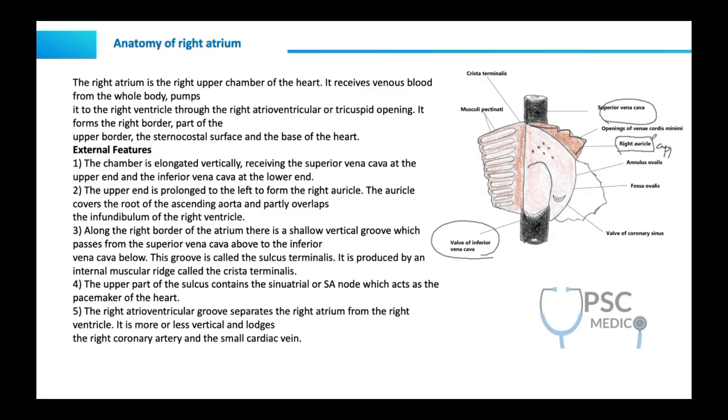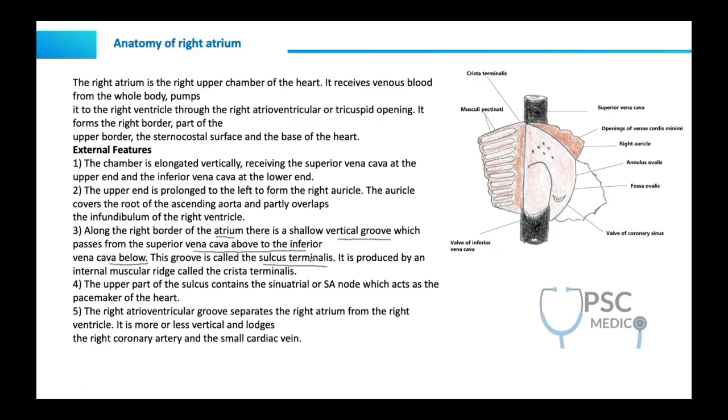And what does the right auricle do? The right auricle covers the root of the ascending aorta, and it also partly overlaps the infundibular part of the right ventricle. Okay, so that is how it functions, the right auricle. The next part is along the right border of the atrium, there is a shallow vertical groove which passes from the superior vena cava above to the inferior vena cava below, and this groove is called sulcus terminalis.